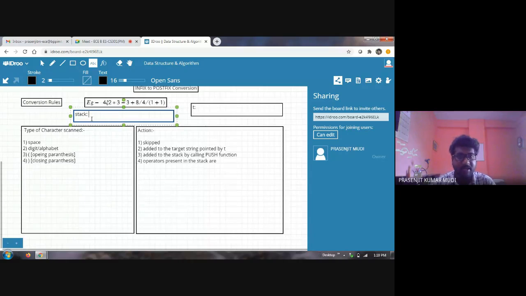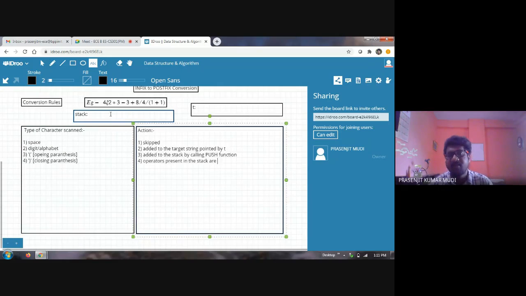So there is also a stack, right? So this is a target string. This may be a linked list or some array or some character array, and this is simply a stack. So stack is containing some characters. Target string is also containing some characters. So see the first bracket, opening bracket. Okay. So if the character scanned is an open bracket, then it will be simply added to the stack. Okay. Next, if the character scanned is a closing bracket, then what will happen?